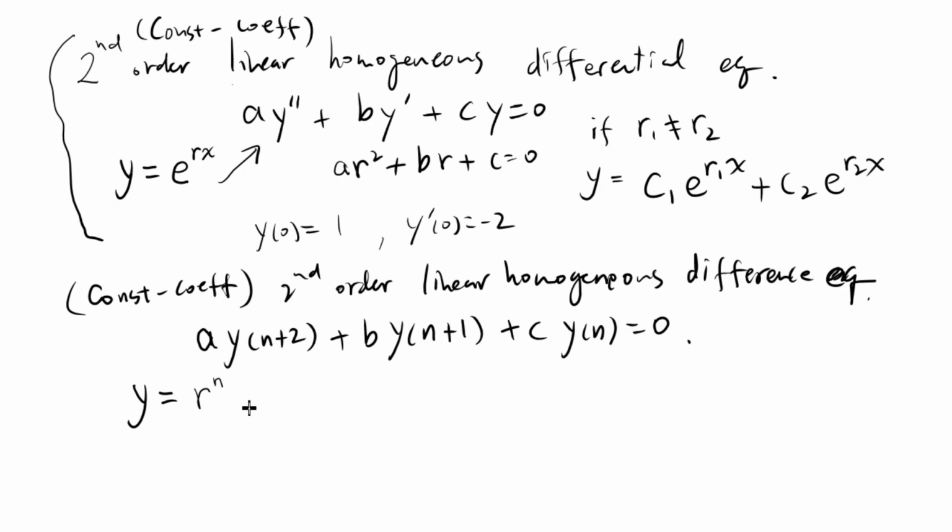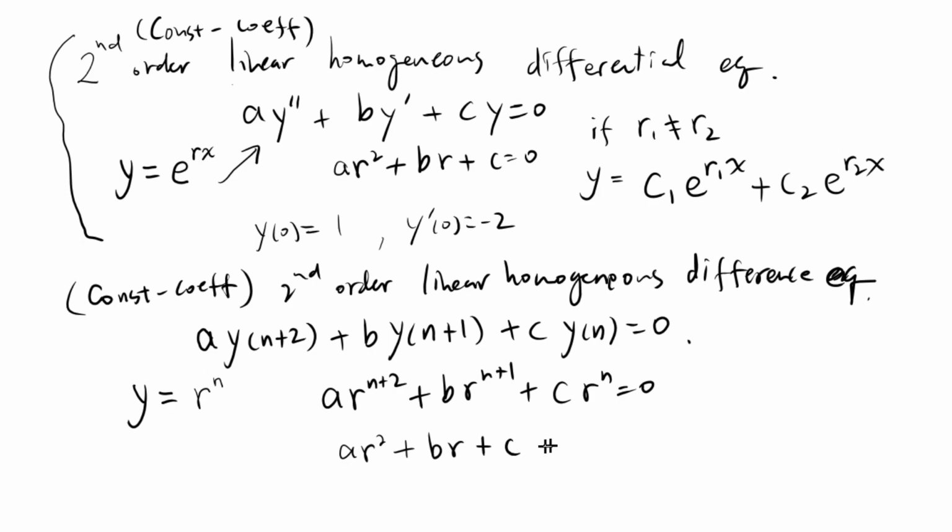Okay. All right, so anyways, if you plug this in here, then y of n plus 2 would be replacing n by n plus 2. So you get a times r to the n plus 2, this will be r to the n plus 1, this will be r to the n, equals 0. And then you divide everything by r to the n, and you get a times r squared plus b times r plus c equals 0. So another characteristic equation just like this one, right?